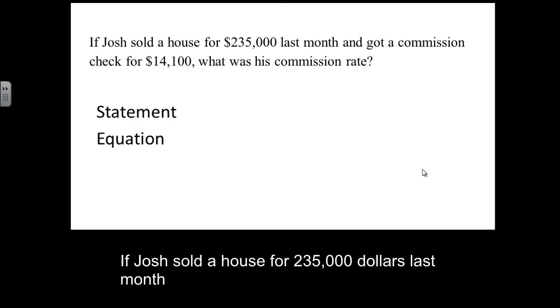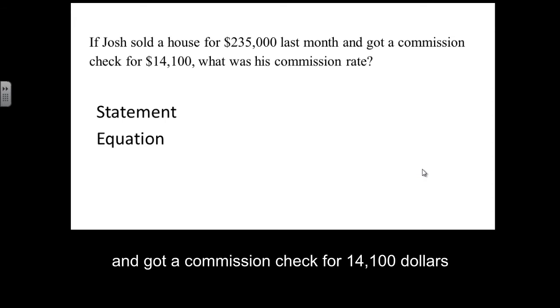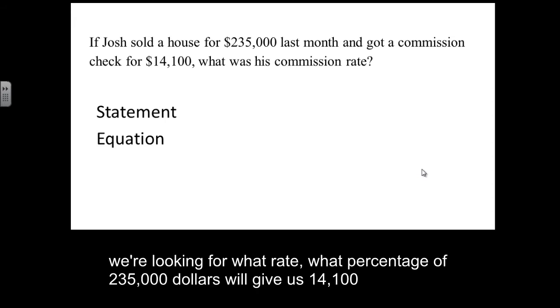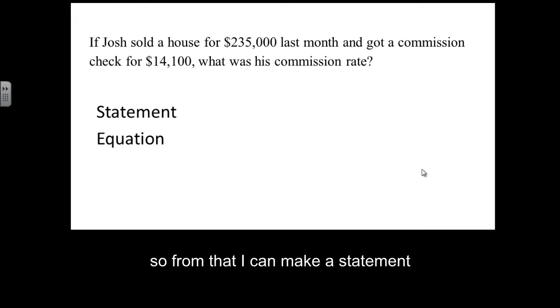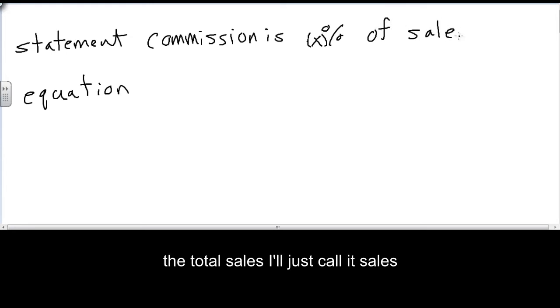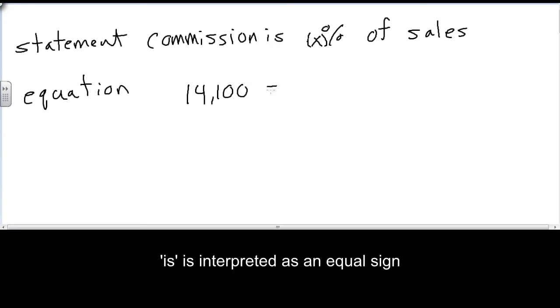If Josh sold a house for $235,000 last month and got a commission check for $14,100, what was his commission rate? We're looking for what percentage of $235,000 will give us $14,100. So from that, I can make a statement which I'll change into an equation. Commission is X% of the total sales, or I'll just call it sales. Now what am I given? I know what my commission should be. So I'll say $14,100. Is interpreted as an equal sign.